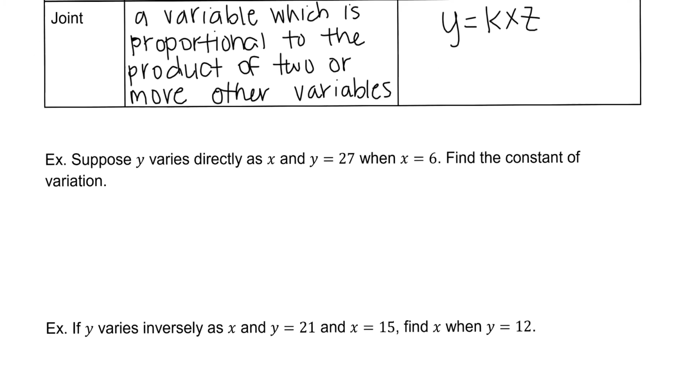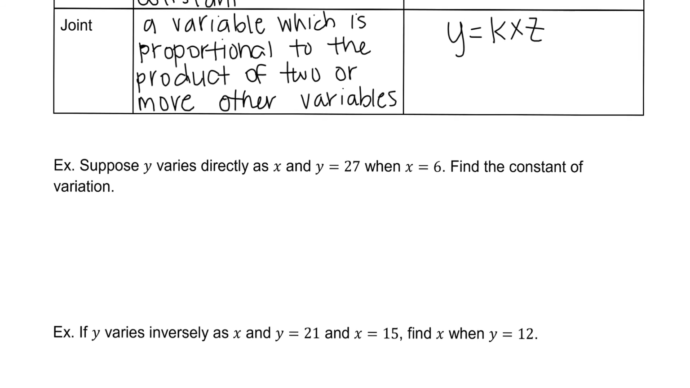Let's look at our first example. Our first example says, suppose y varies directly as x and y equals 27 when x equals 6. We want to find the constant of variation. You first want to identify the type of variation we're looking at, and it says varies directly. So I know from the table that the equation for direct variation is y equals kx. Because we want to find the constant of variation, to find k, we plug in the values of x and y that we know. We know y is 27 when x is 6, so we're going to go ahead and plug those in.